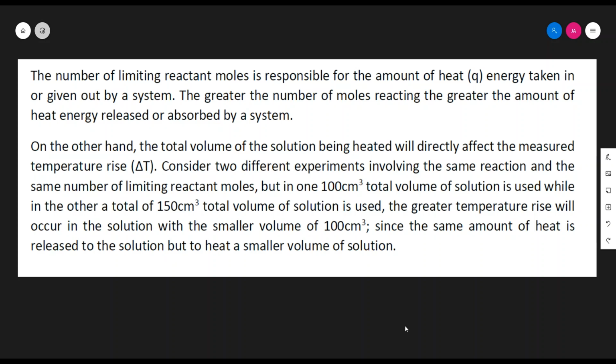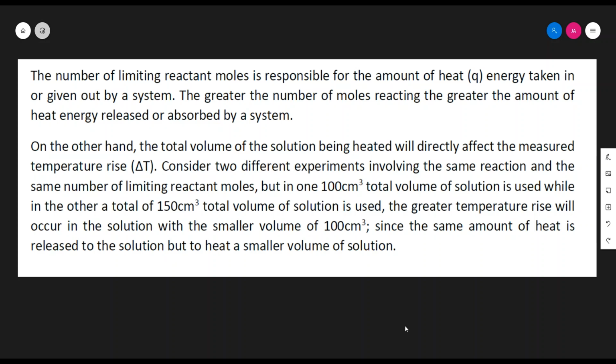But in one, 100 centimeter cube total volume of solution is used, while in the other, a total of 150 centimeter cube total volume of solution is used. The higher temperature rise will occur in the solution with the smaller volume of 100 centimeters cubed, since the same amount of heat is released to the solution, but is used to heat a smaller volume of solution.